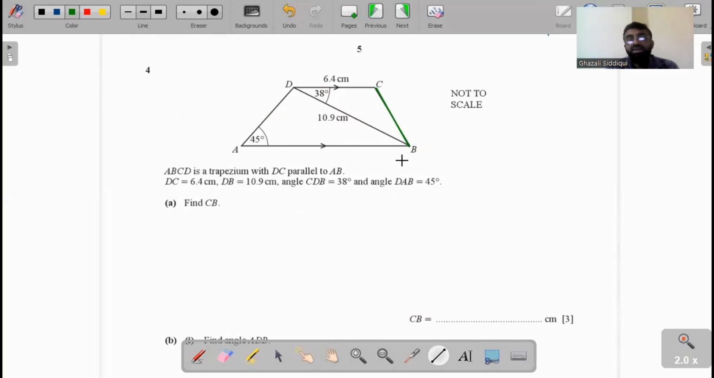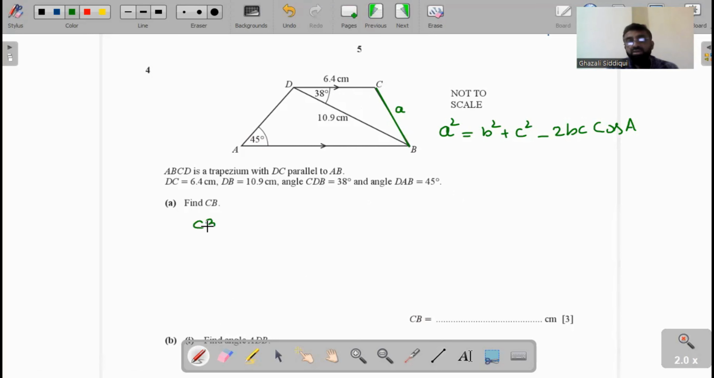In this triangle BDC, two sides DC and DB are given, and the angle between them is also given. The third side we have to find, and for this we use the cosine rule. The cosine rule formula is a squared equal to b squared plus c squared minus 2bc cos A. Here we suppose that this side is A, therefore we have to find A.